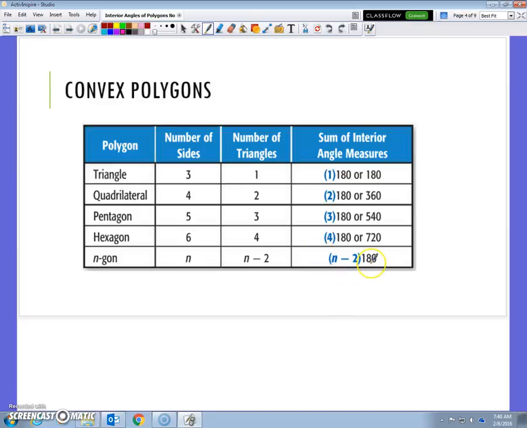This pattern happens, okay? And so if it's a 15-sided convex polygon, we would have 13 triangles inside, and to find that number of degrees, we would take 13 times 180. Okay, so this is our general formula for the interior angles of a convex polygon. n minus 2 times 180. All right.